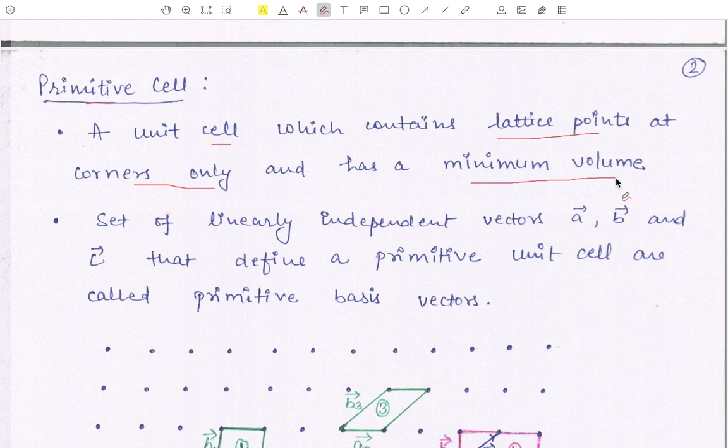A primitive cell is a unit cell, but a unit cell may or may not be a primitive cell, because for a unit cell to be a primitive cell there are two conditions to be satisfied. The first one is that the lattice points must be at the corner points, and the second one is that it must have a minimum volume.